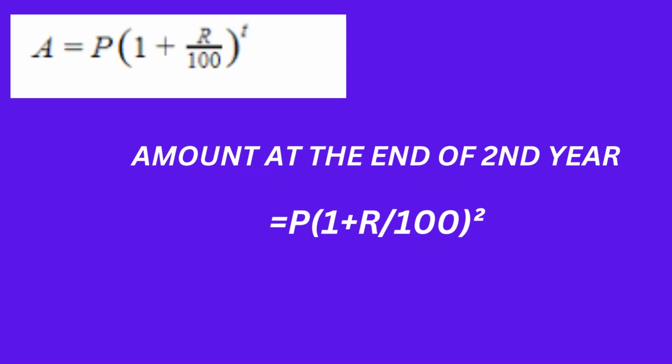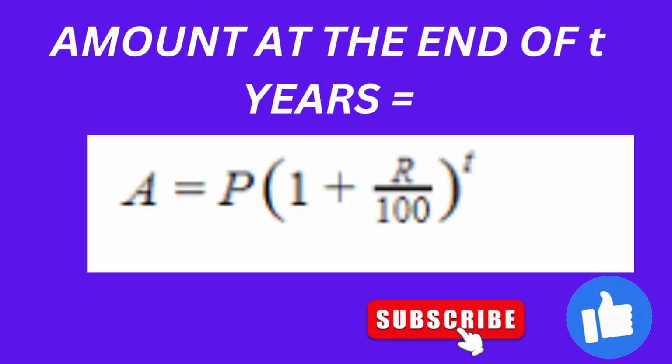Therefore, amount at the end of second year is P(1 + R/100)^2. Similarly, amount at the end of third year will be P(1 + R/100)^3. If we continue like this, at the end of T years, amount will be AT = P(1 + R/100)^T.